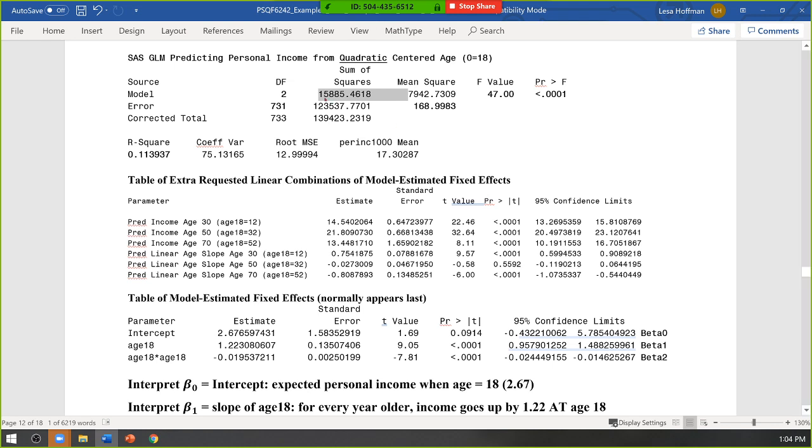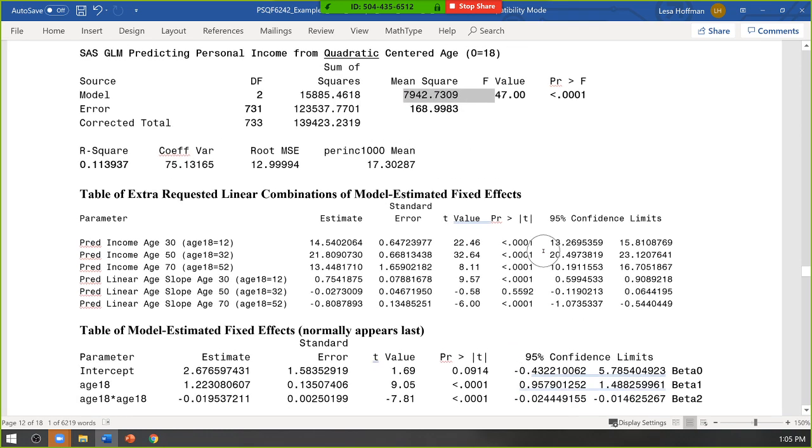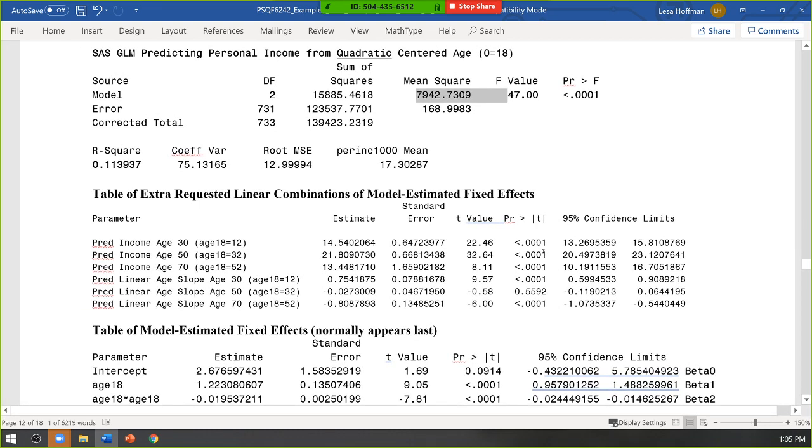If you take that sums of squares model and divide by the number of slopes, numerator degrees of freedom is 2, you get this mean square right here. So that means how much information has been captured per slope.